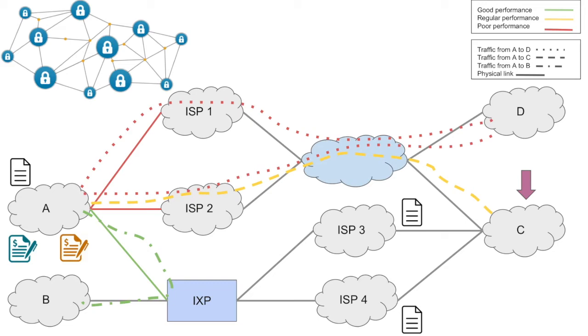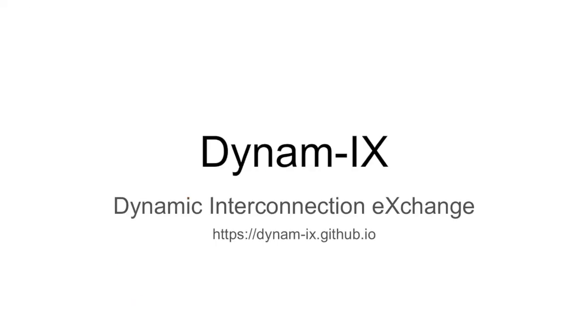Then, A will select one of the offers and contact the provider to confirm its interest in establishing the interconnection agreement. Finally, both networks will update their routing policies to reflect the new agreement, and the traffic will start to flow. This is Dynam-IX, transforming interconnection intents into real agreements.